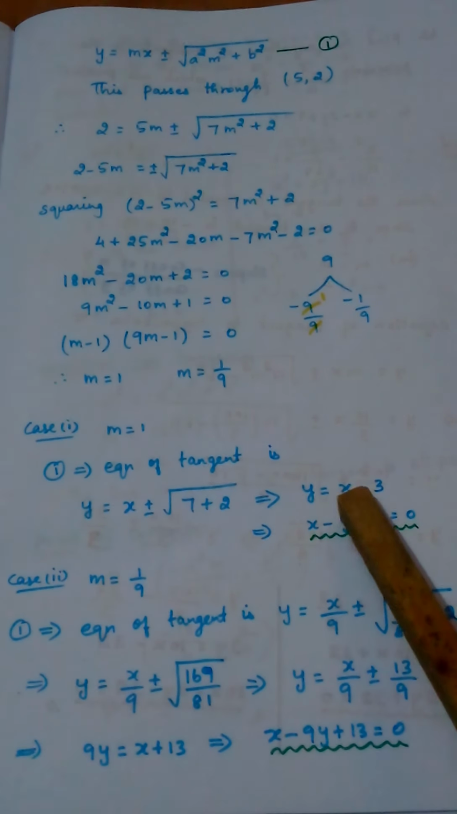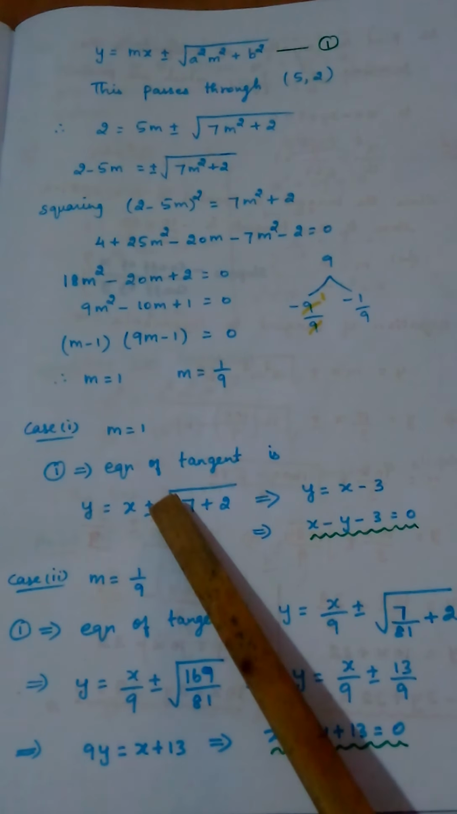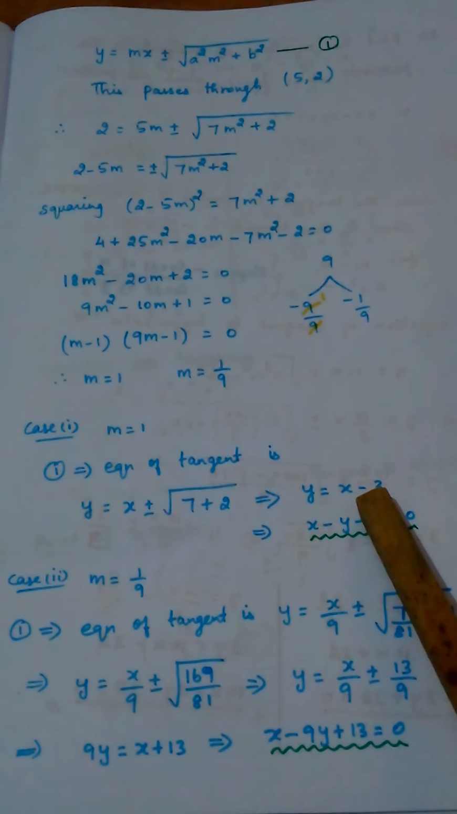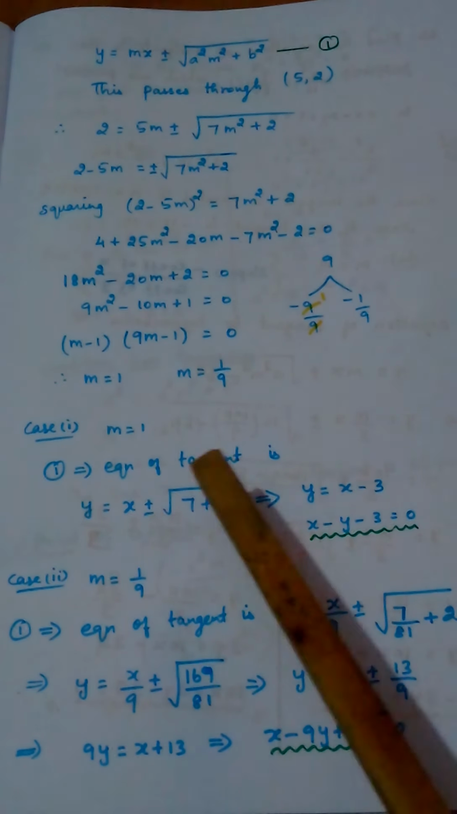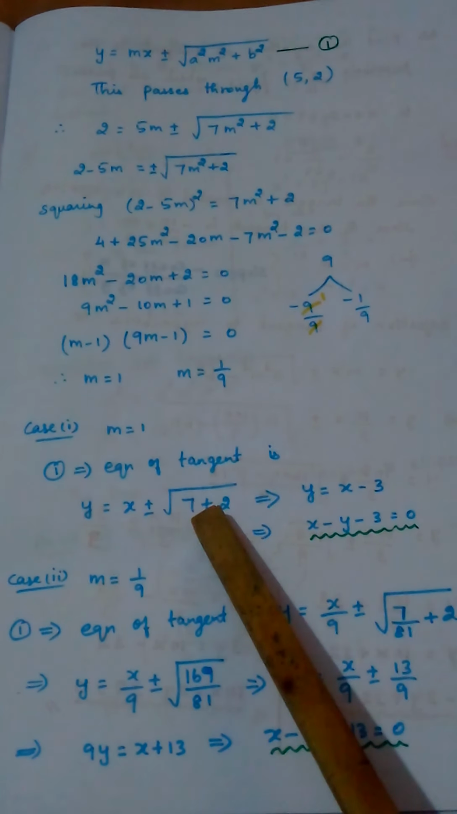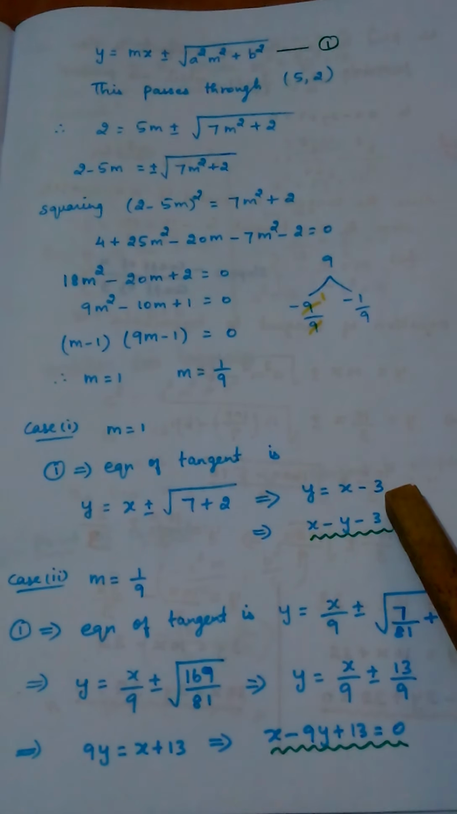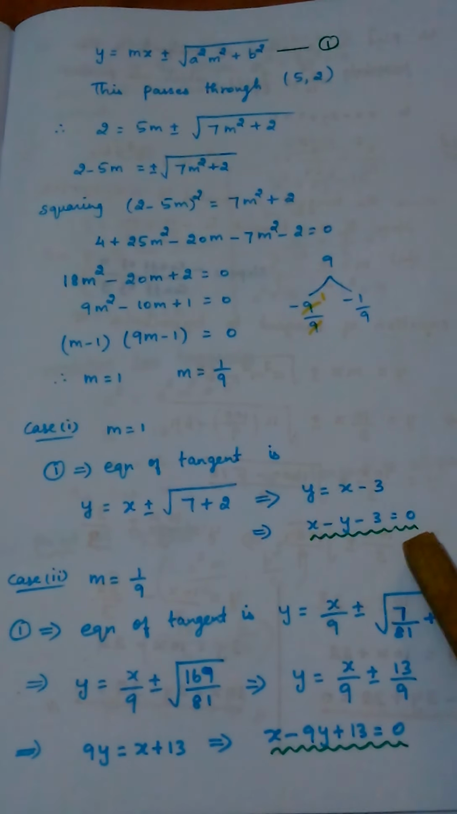So in the next step, y is equal to x, and I have the plus or minus symbol here. Here I am taking only the minus sign. You can do the sum by taking the plus sign also, or you can take both. Root of 9 is 3. I hope you understand. So now the answer is x minus y minus 3 equal to 0. This is one answer.